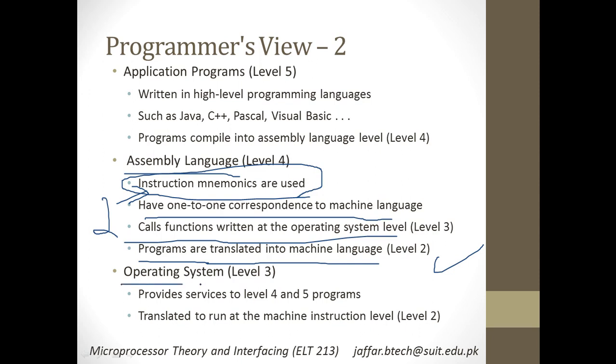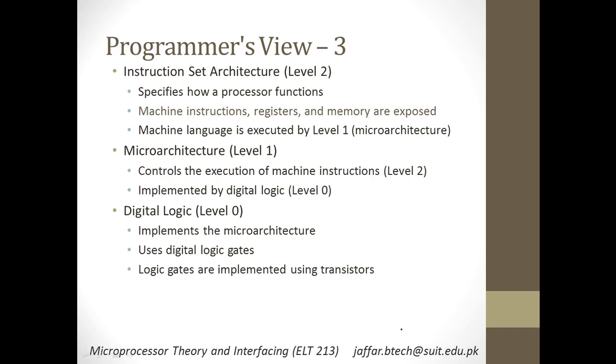The third one is the operating system. This is much more difficult. The lower you get, the more the difficulty level increases. It provides the services for the level 4 and level 5 programs. It can be translated into machine level languages using the different kinds of compilers or assemblers.